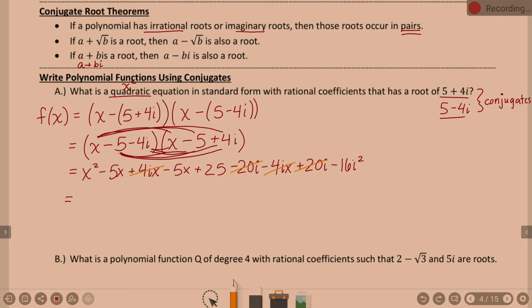But what do we know about i squared? Negative 1. Remember, negative 16i squared is negative 16 times negative 1, which is plus 16. So this term really just becomes plus 16. So our i's are really all gone, aren't they? As it should be. Okay. Final cleanup.